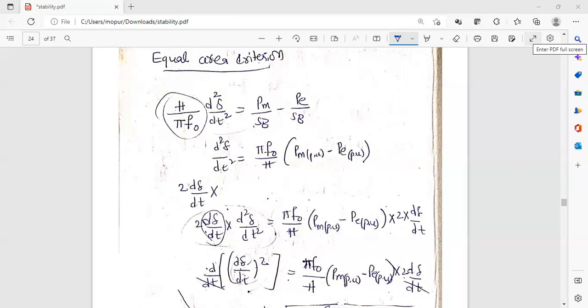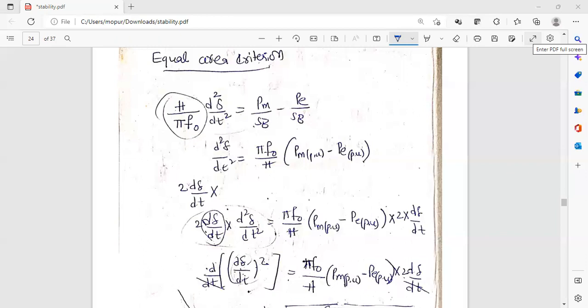A method known as equal area criterion can be used for quick prediction of stability. This method is generally based on a graphical interpretation of energy stored in the machine. This method is applicable to a one machine system connected to an infinite bus bar or a two machine system. Why? Because it provides physical insight into the dynamic behavior of the machine. It is an application of this method to analyze a single machine connected to a large system. Now let us see that.